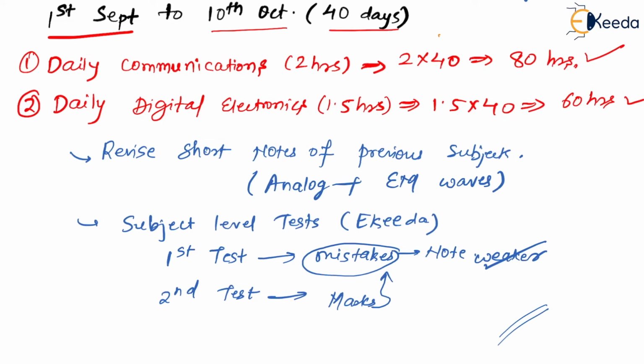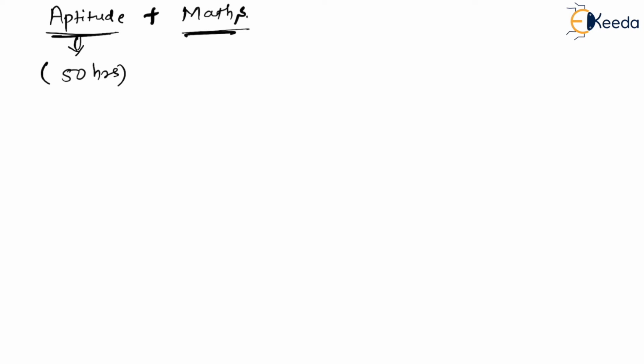Now you may ask me, sir, but what to do about aptitude and mathematics, right? Let us discuss about them. See here. If you think of aptitude and mathematics, aptitude will take somewhere around, let us say, 50 hours to complete, we have already seen, and mathematics will take around 100 hours. So if you add them, you need a total of 150 hours to complete aptitude as well as mathematics.